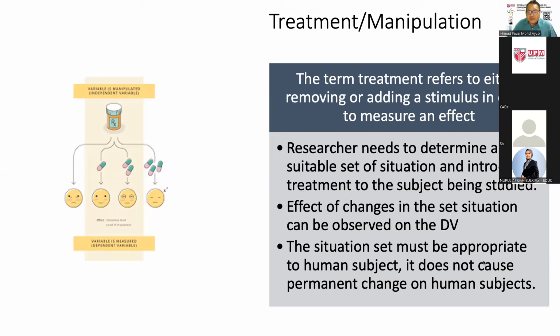And then the situation set must be appropriate to human objects. And you need to understand that whatever intervention you introduce for your experimental study does not cause a permanent change. So if you are using a gadget as your intervention, make sure that after you finish your experiment, the respondent should be able to learn without using the gadget. Permanent change means that after you complete your experimental study, the student is not back to square one, not back as before. So make sure that there is no permanent change.